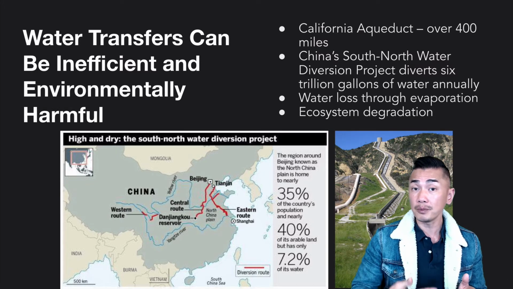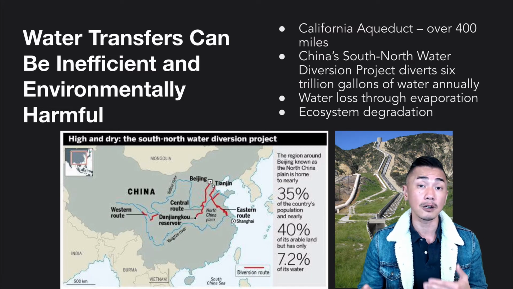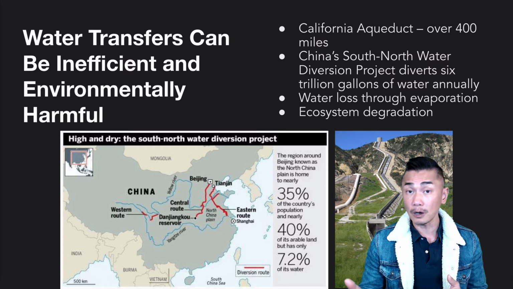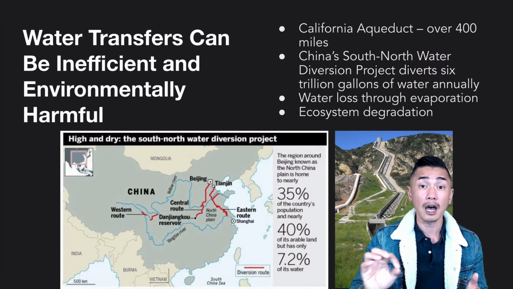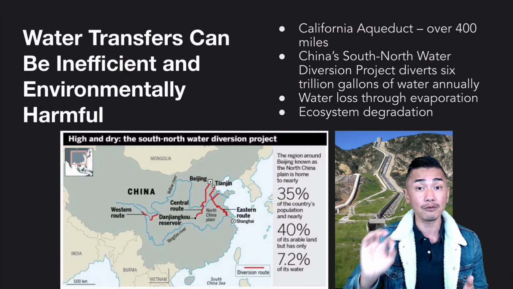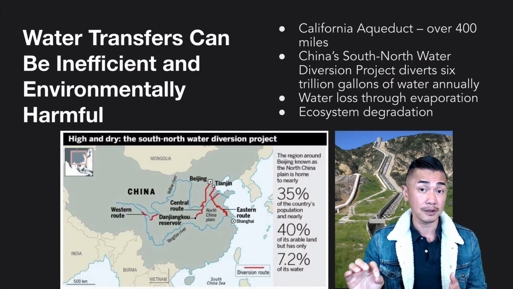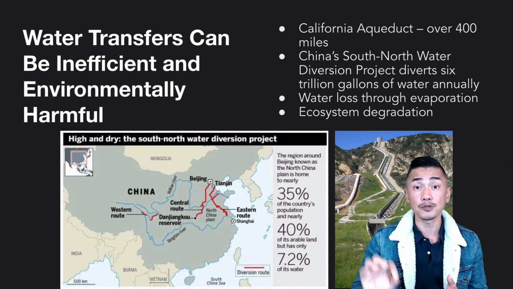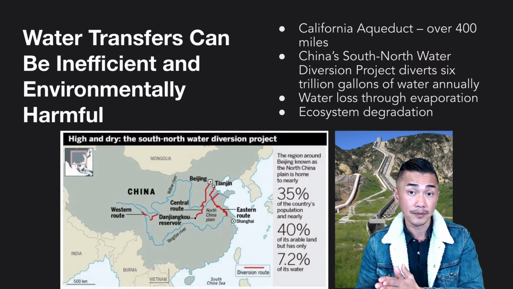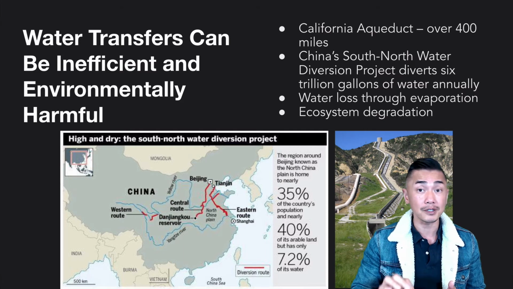An example most familiar to us is the California Aqueduct, which is 400 miles long and carries water from Northern California to Southern California. The world's largest water transfer is China's South-North Water Diversion Project and diverts 6 trillion gallons of water each year. Water transfers do have their disadvantages. First, they are inefficient because water can evaporate as they are diverted and transferred from one place to another. Secondly, they can cause ecosystem degradation when river diversions and pipelines are built.